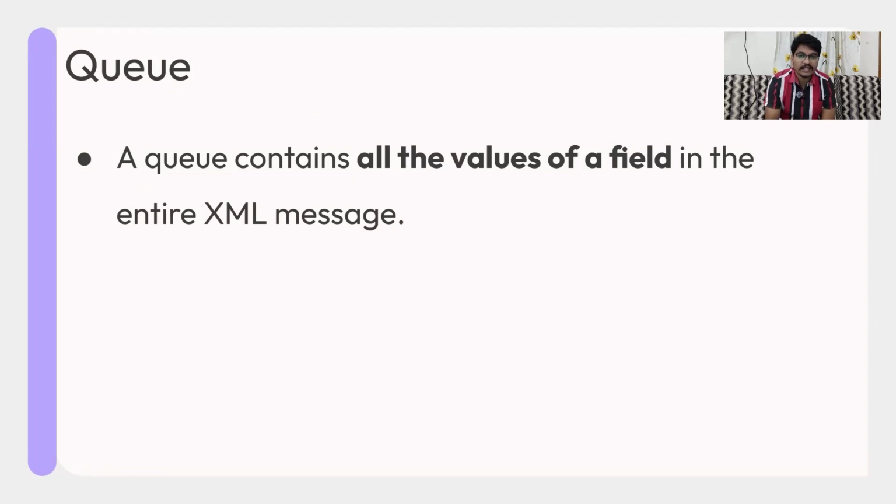First, let's look at the definition of a queue. A queue contains all the values of a field in the entire XML message. Looks confusing, right? Let me explain things using a sample XML file.